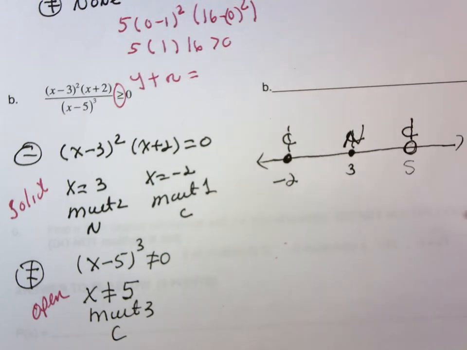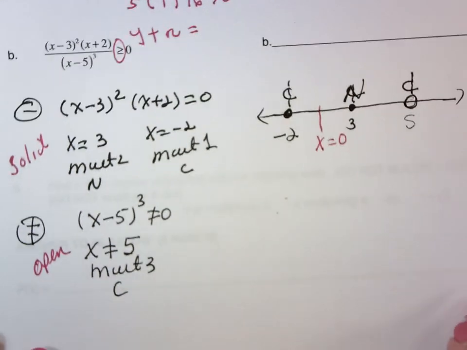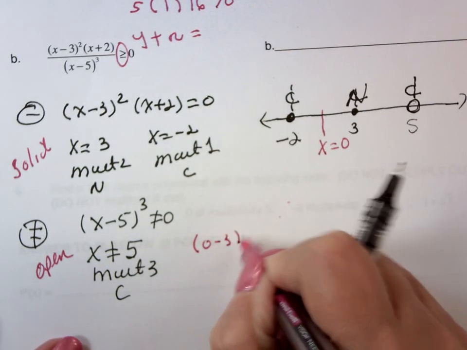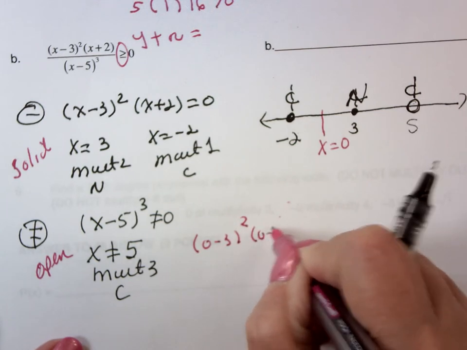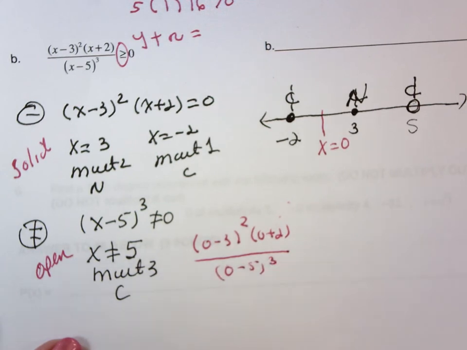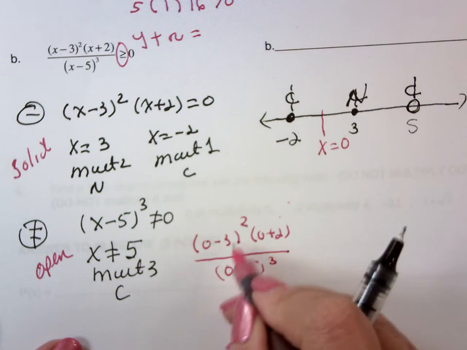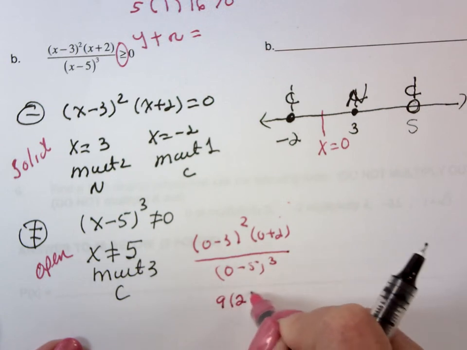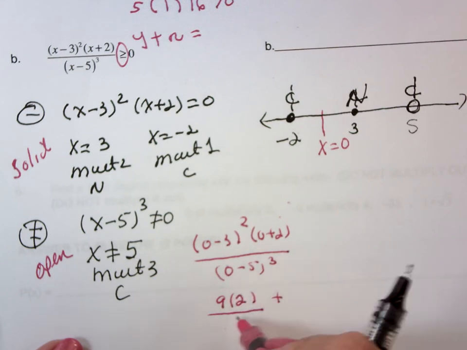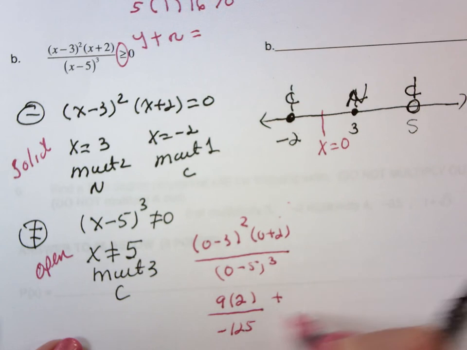So now I pull my test point, and I'll pull x equals 0. So let's see what's going to happen here. I'm going to have (0 minus 3) squared, (0 plus 2) over (0 minus 5) cubed. That's going to give me a negative 3 squared, which is positive 9, times a positive 2, so the numerator is positive, and a negative 5 cubed, which is negative 125, which is negative. So that tells me that I've got negative.